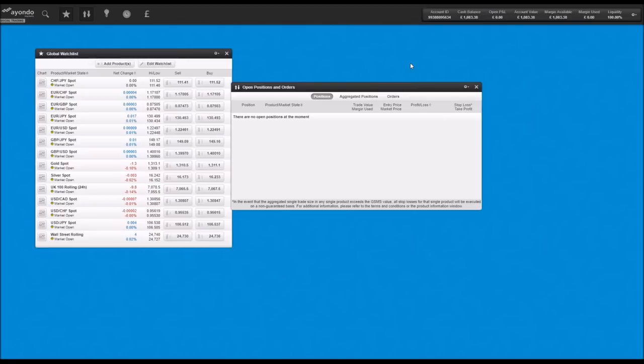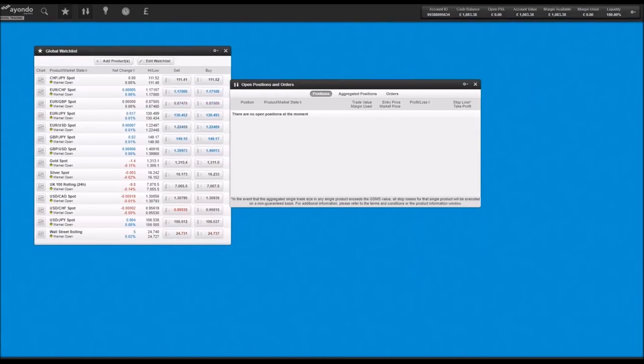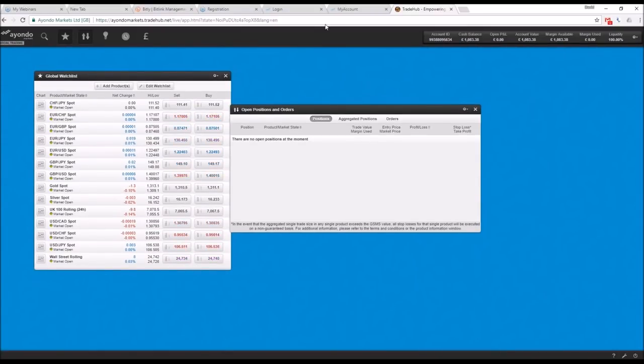No one's traded yet, and because the clocks in the US went forward a week ago, the US market's actually shut at 8 o'clock at the moment, UK time, don't they? So the US market is just shutting now. I think there's a chance we won't see any trades go through. But in a nutshell, that's it.